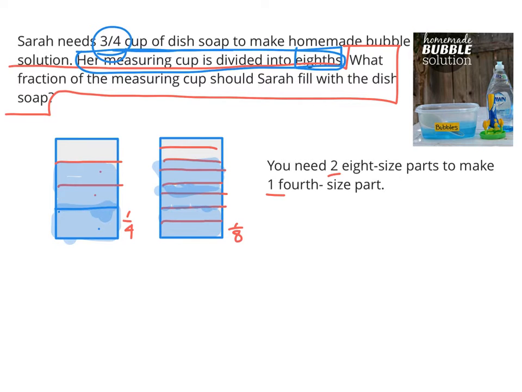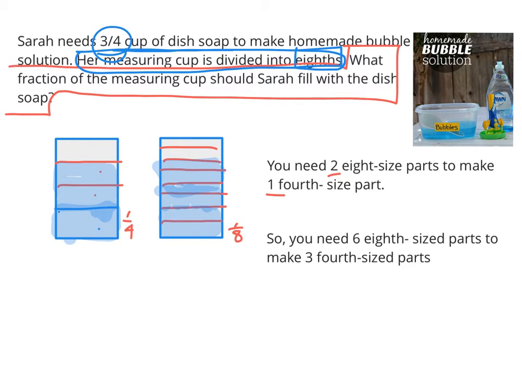So you could see here that we need 1, 2, 3, 4, 5, 6 eighth-size parts to make 3 fourth-size parts. So you need 6 eighth-size parts to make 3 fourth-size parts. So then what does Sarah have to do? She needs to fill up 6/8 of the measuring cup with dish soap.